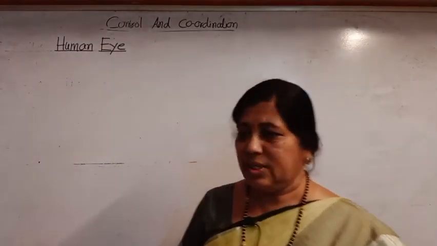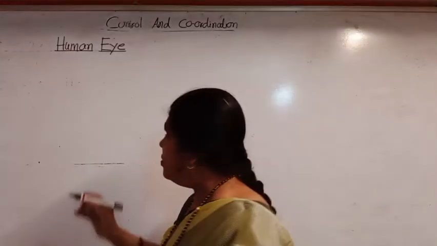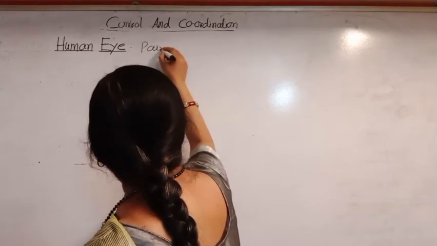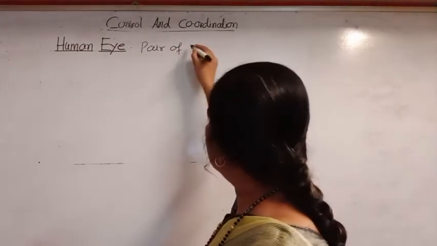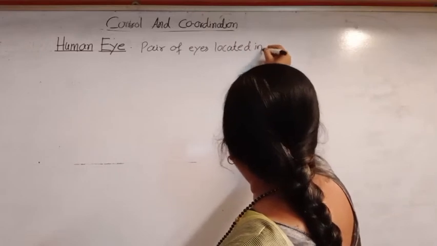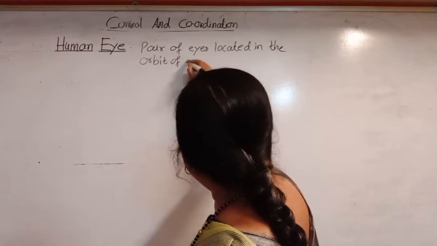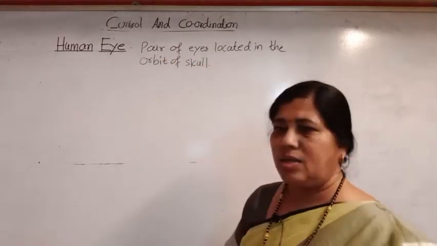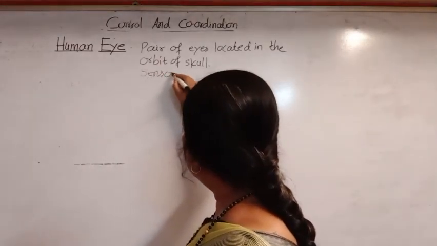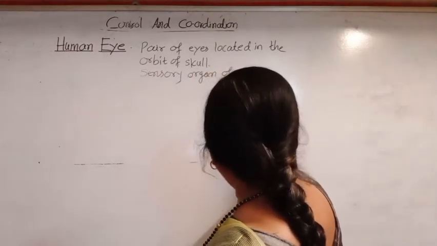So today we are going to discuss the human eye, its structure and function. A pair of eyes located in the orbit of the skull, and eyes are the sensory organs of vision.